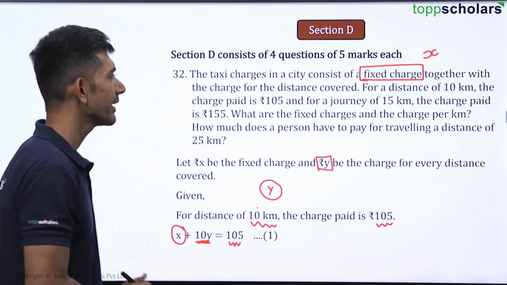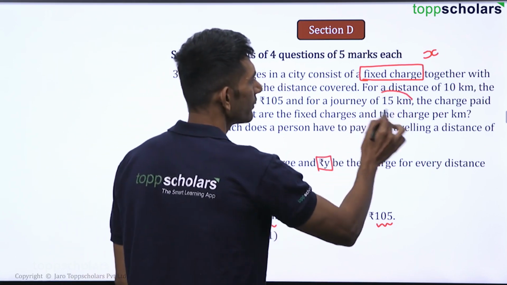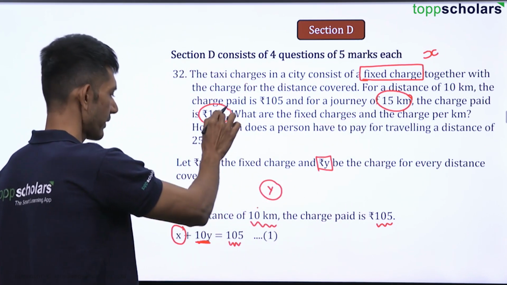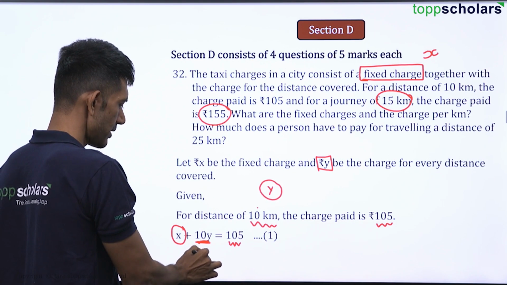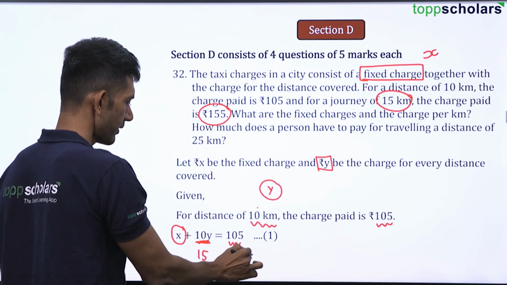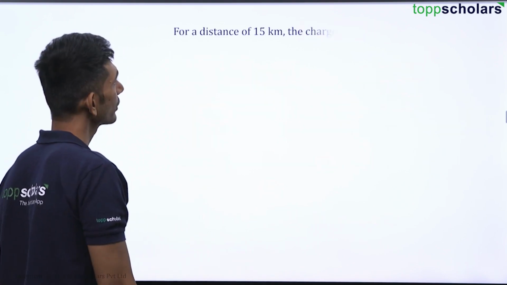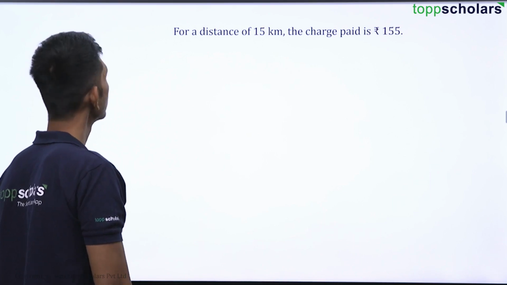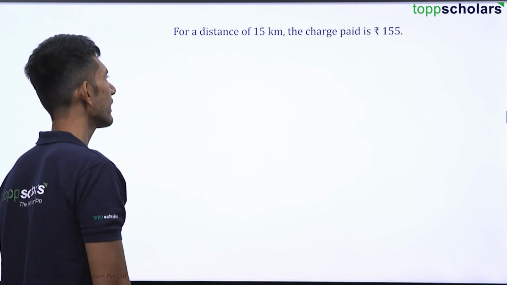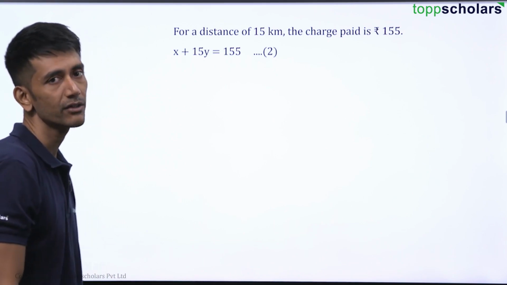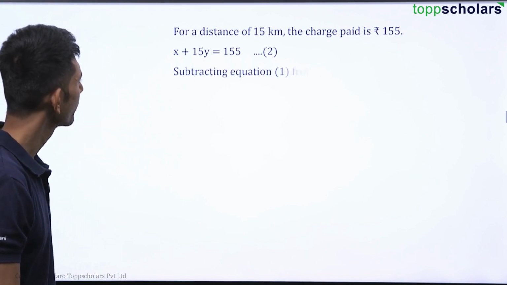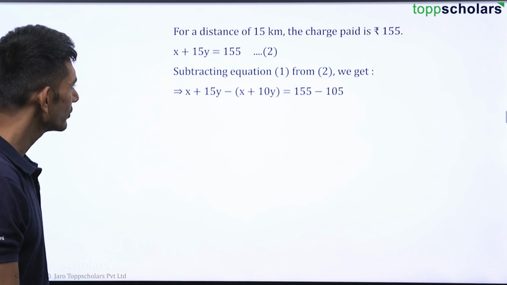Similarly, can you frame the second equation? For 15 kilometers it is 155. So this becomes 15, this becomes 155, and the rest of the things remain the same. So for a distance of 15 kilometers, since the charge paid is 155 rupees, X plus 15Y is equal to 155.